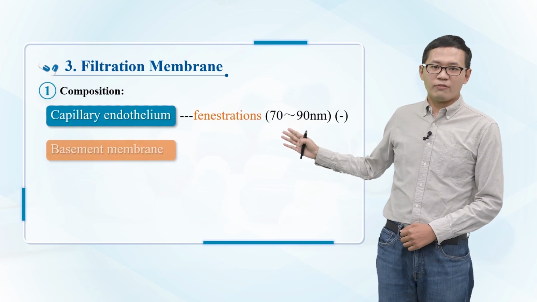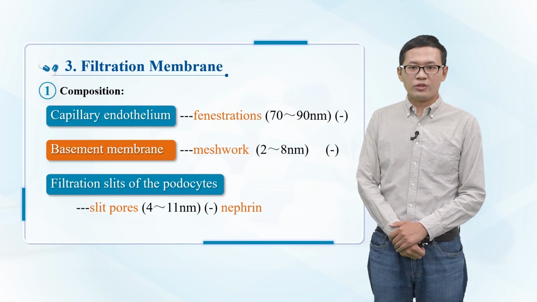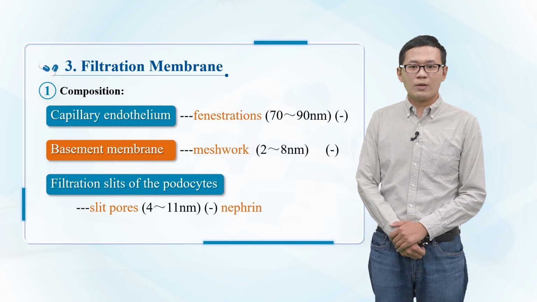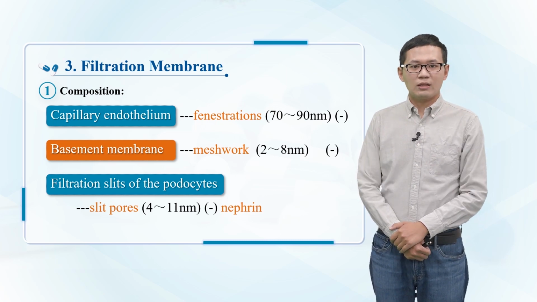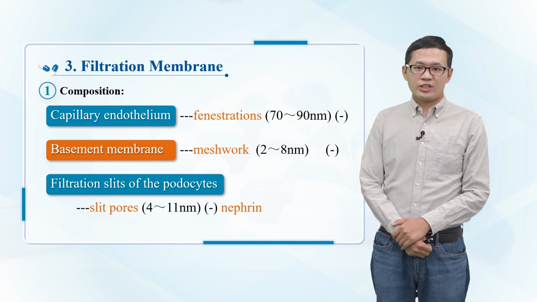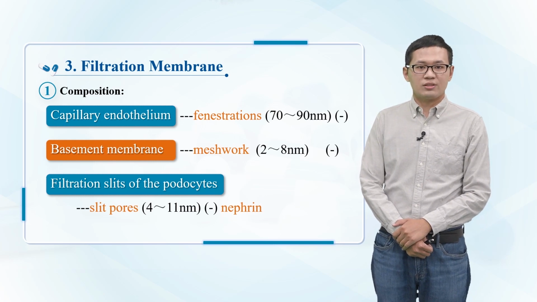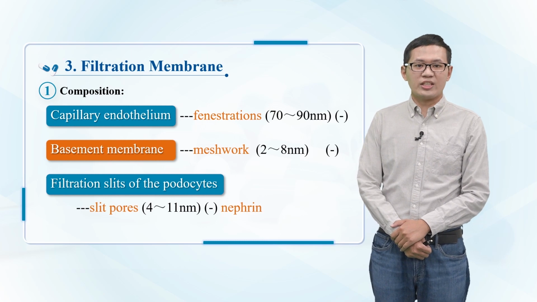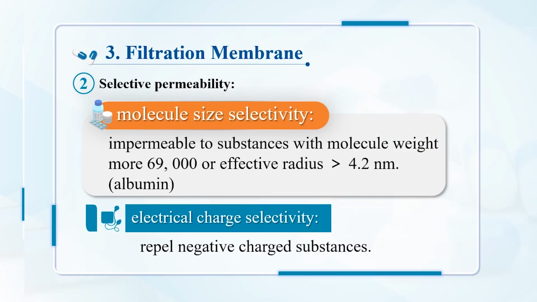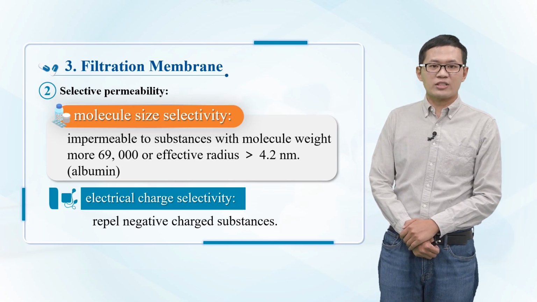As we can see, the filtration membrane is made of capillary endothelium, basement membrane, and filtration slits of podocytes. The endothelium cells are basically involved with filtration. They contain tiny pores called fenestrations. The podocytes contain very small slits. They have molecular size selectivity and electrical charge selectivity. It is impermeable to substances with molecular weight more than 69,000 or effective radius greater than 4.2 nanometers. Besides, it repels negatively charged substances.